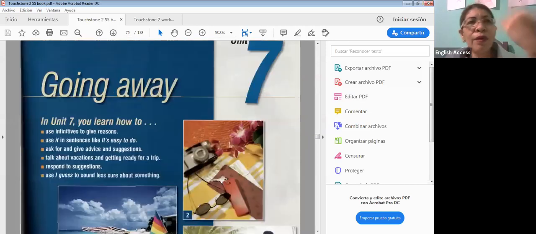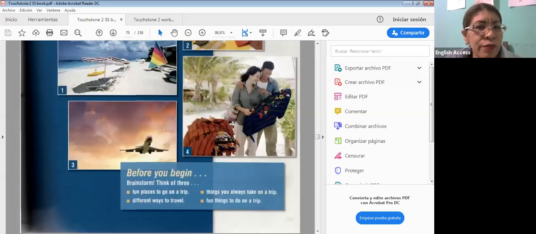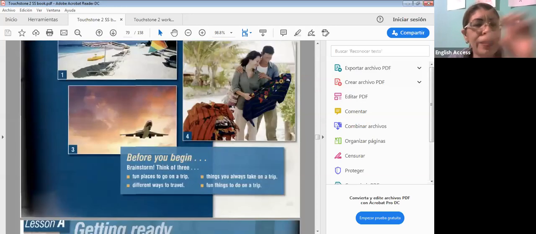So we're talking about going away. It means when you travel or when you go out of the city, you go to another place. And here we have 4 pictures. And there is a box that says, before you begin, brainstorm. Think of 3 fun places to go on a trip, 3 different ways to travel, 3 things you always take on a trip, and 3 fun things to do on a trip. Okay, so let's begin with number 1.